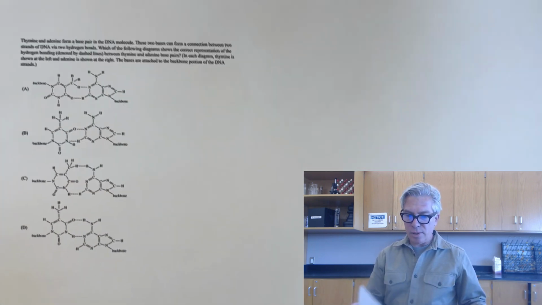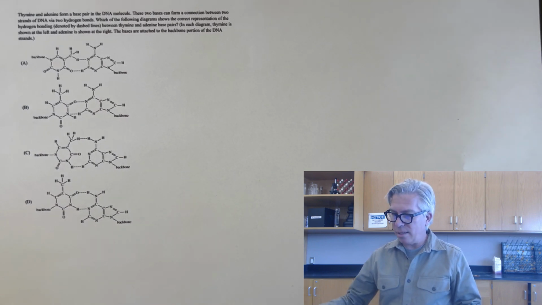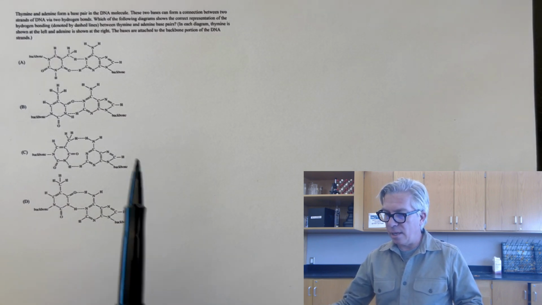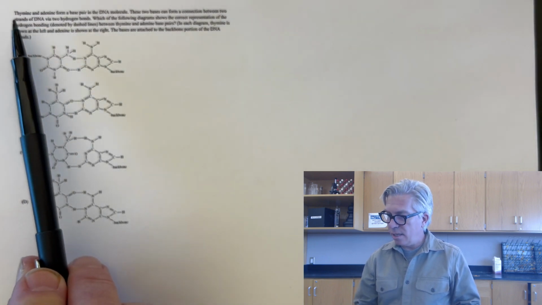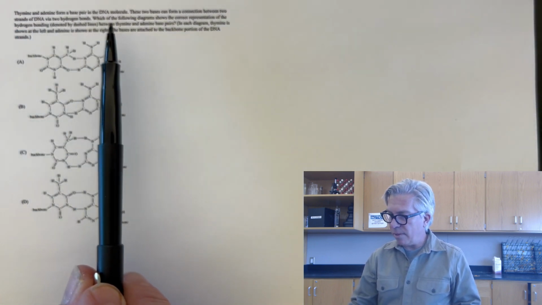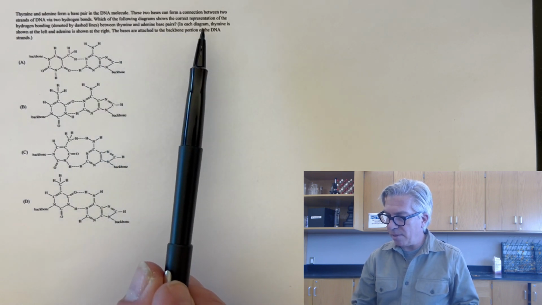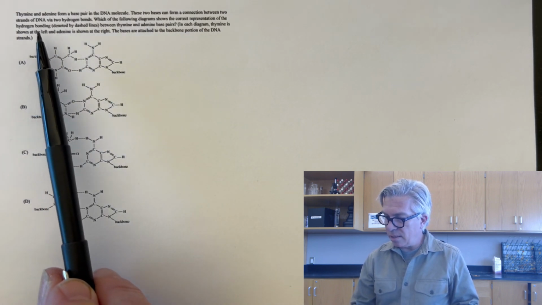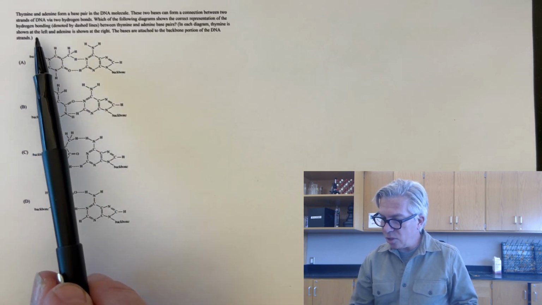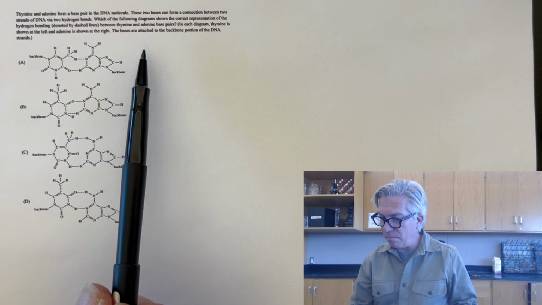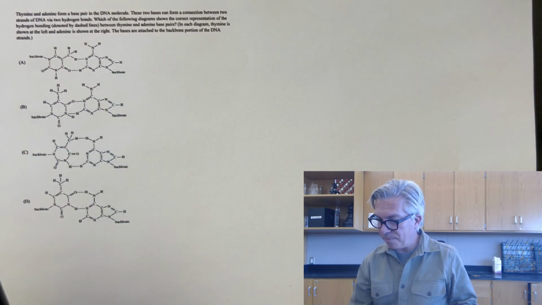All right, the last two, I just wanted to show you a couple of things you might see once in a while, representing hydrogen bonding. This one's a lengthy question, and it gives information about thymine and adenine forming a base pair in the DNA molecule. These two bases can form a connection between two strands of DNA. Which of the following diagrams shows the correct representation of hydrogen bonding denoted by dashed lines?